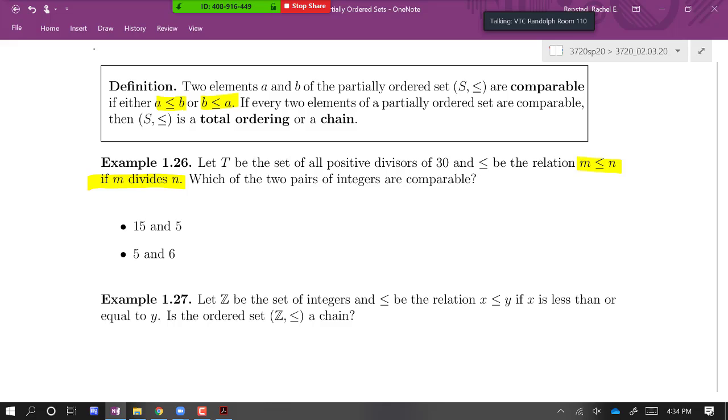Can we say that 15 is related to 5 or that 5 is related to 15? Is one of those going to be true? Would 5 be related to 15 because it multiplies by 3? Right, it's a factor of 15. Yeah, so these are comparable. So yes, because we would say 5 is related to 15 because 5 is a factor of 15, or 5 divides 15.